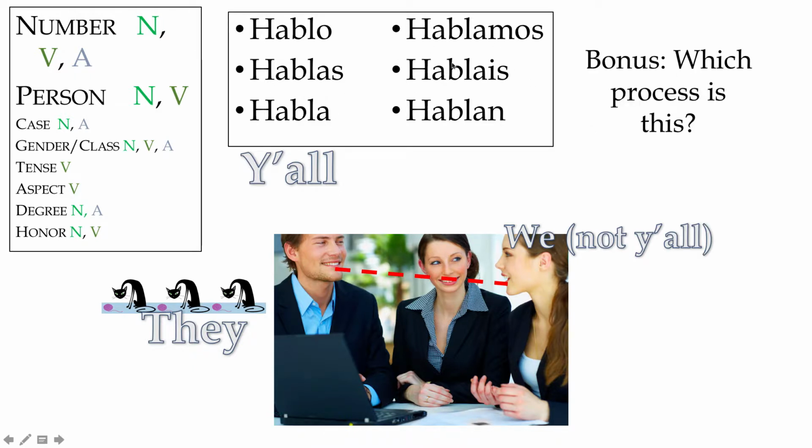Which process is this that we're adding these phonemes to the end of the root abl? This would be affixation, and particularly these would be suffixes. So Spanish adds suffixes which simultaneously indicate both the number and the person together.